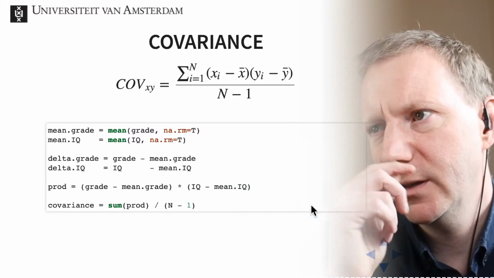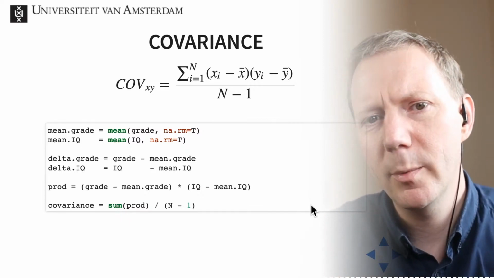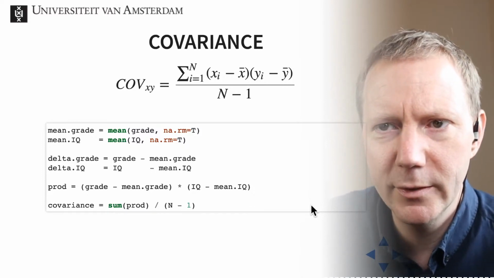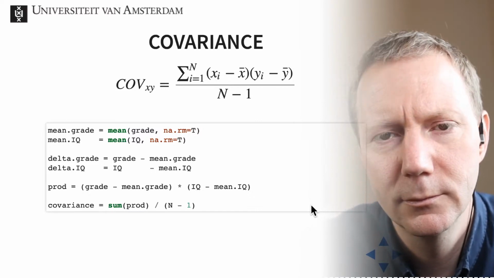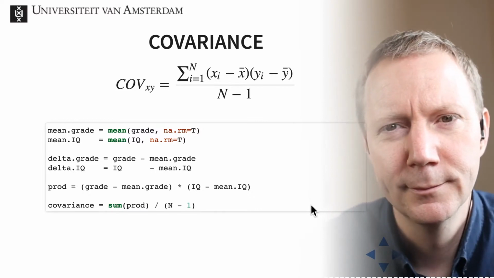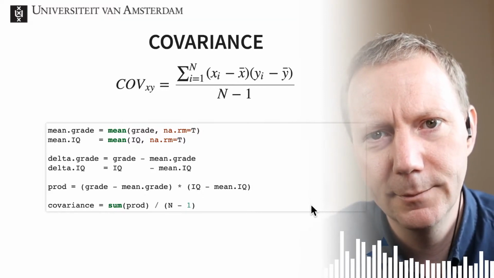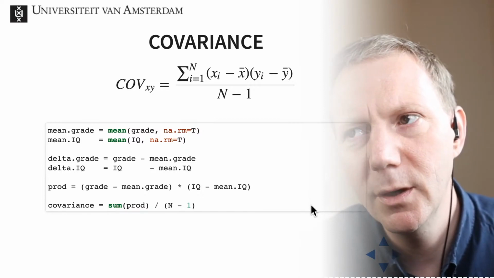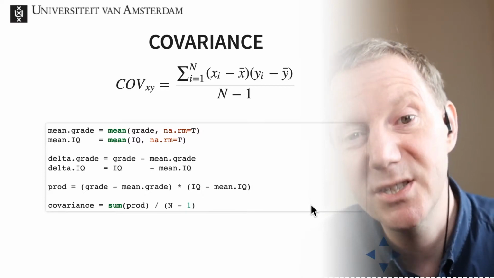So now we have the covariance part. And what is the problem with the covariance part? Why not just interpret the covariance? It's not standardized, so you can't compare it. Exactly. So it's absolutely possible to compare, but it's just a bit harder because it's not standardized.